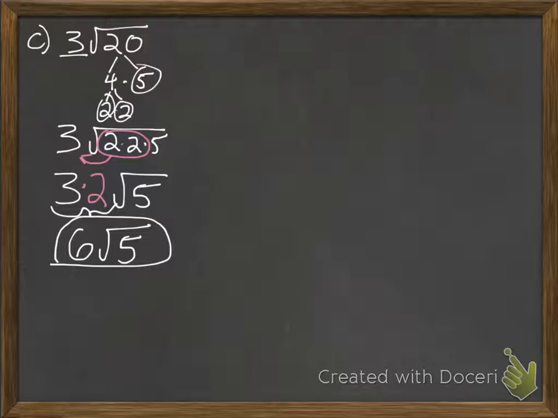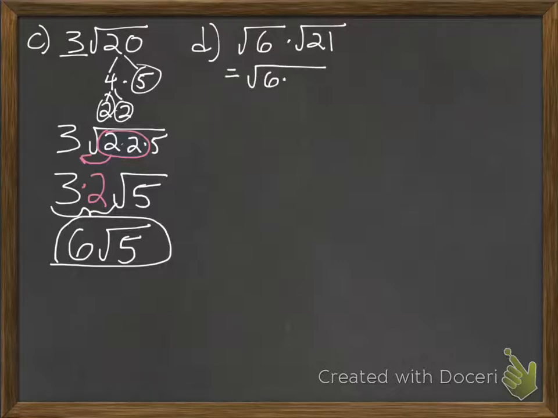I got another one. Let's look at D. If I have a radical times another radical, what I could do is bring them all together inside of one radical. This is using that product property. And so what I can do here is kind of the same thing I did before. I can break the 6 down into a 2 times a 3, and I'm stuck with each of those, right? Can't break those down. And 21 is 3 times a 7, and I'm stuck with those.